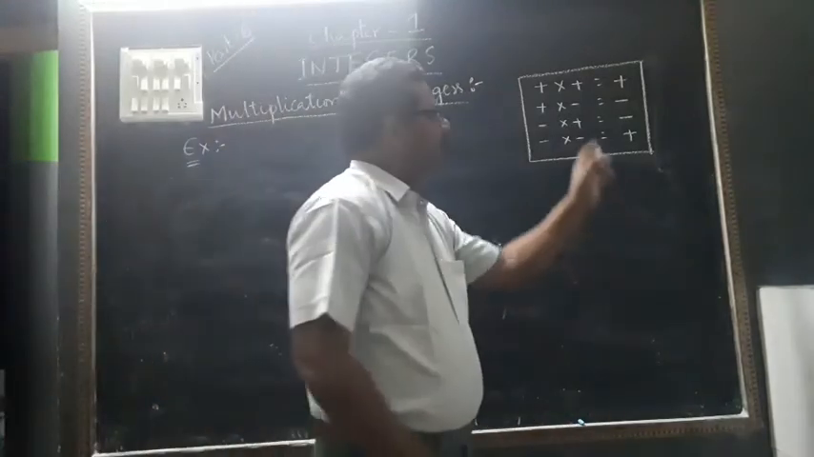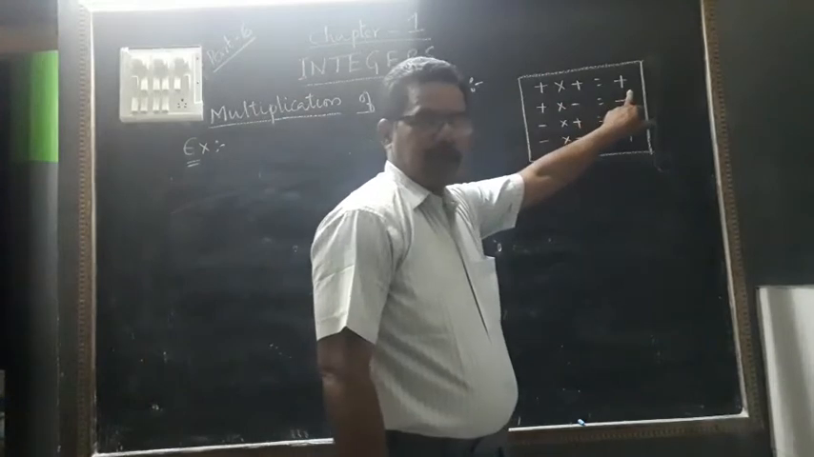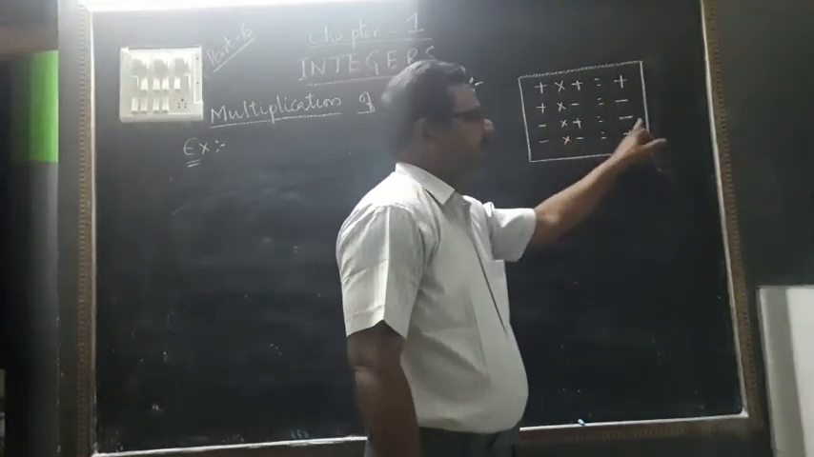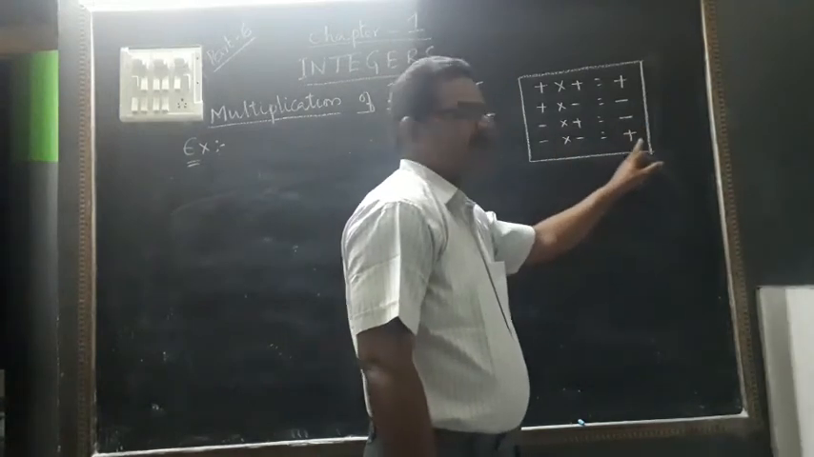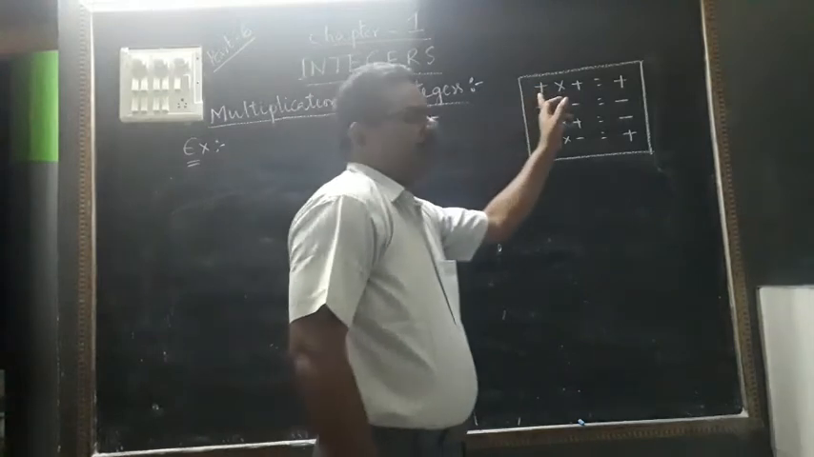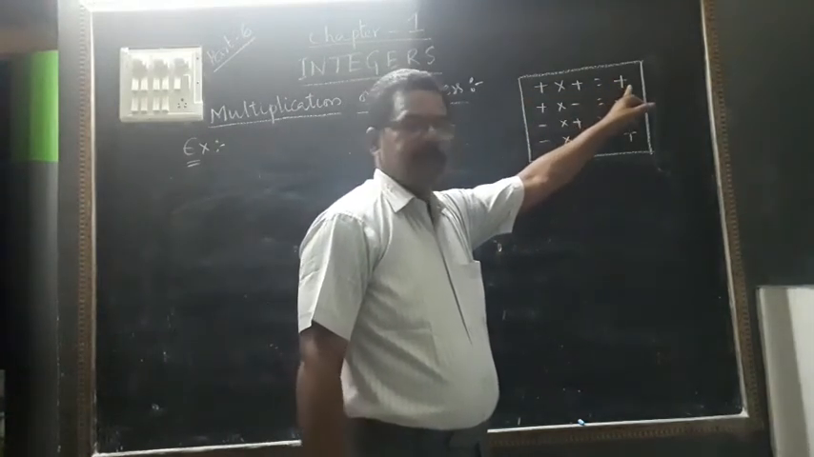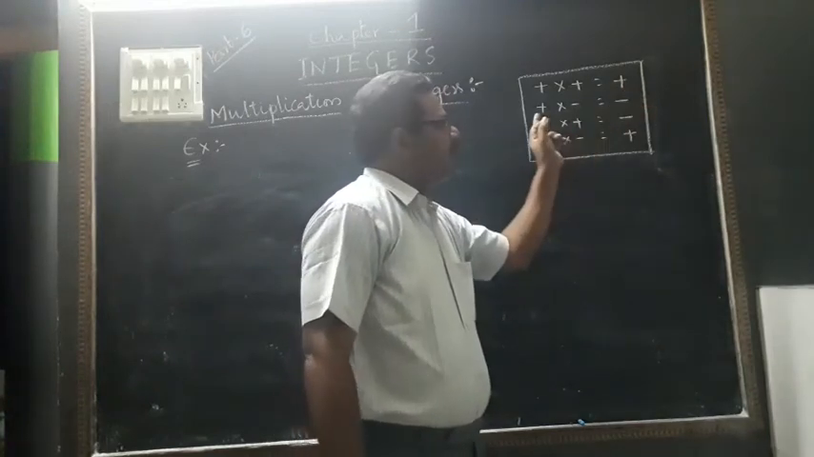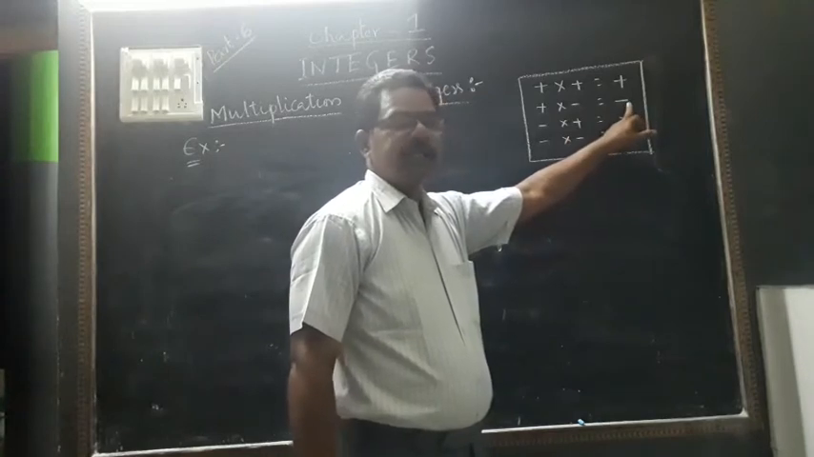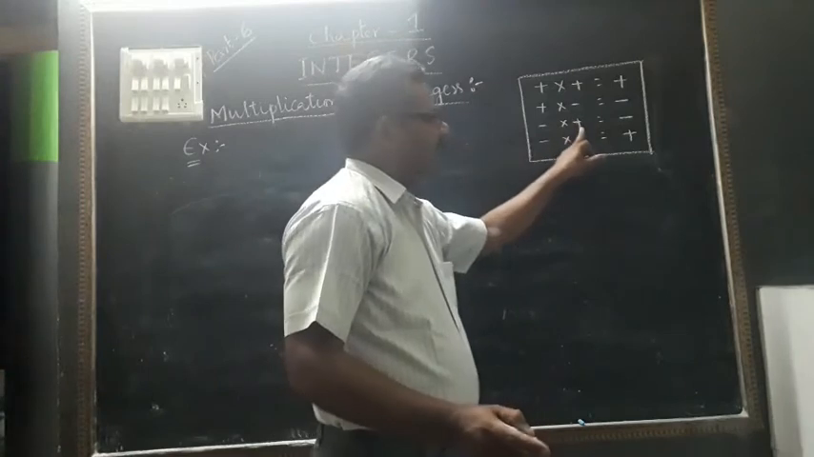So while doing the multiplication, you have to remember this table. Plus into plus is equal to plus. Plus into minus is equal to minus. Minus into plus is equal to minus. Minus into minus is equal to plus. So a positive integer multiplied with a positive integer always gives a positive integer. A positive integer multiplied with a negative integer gives a negative integer. And a negative integer is multiplied with a positive integer.